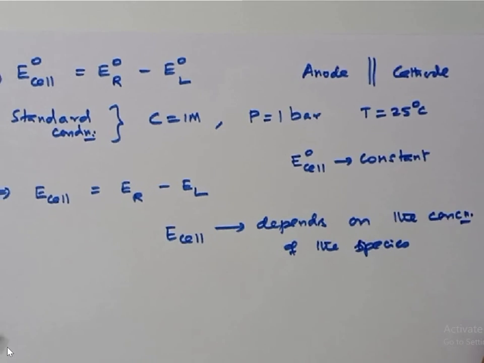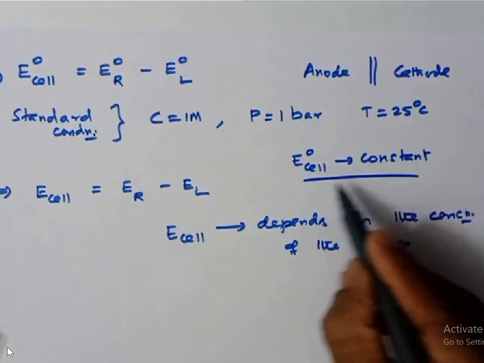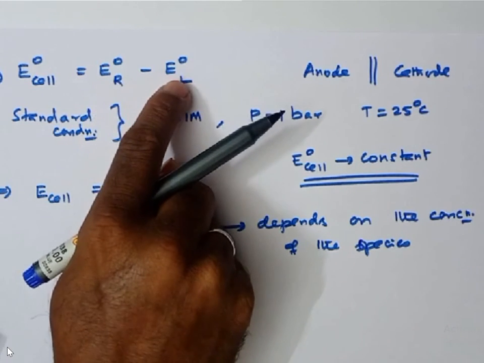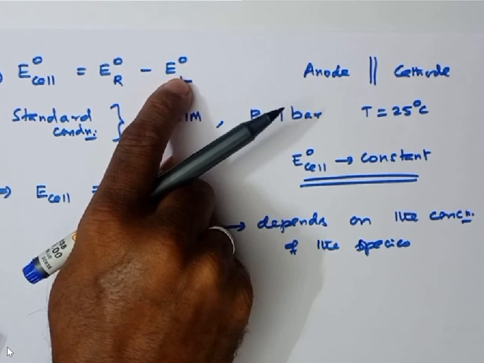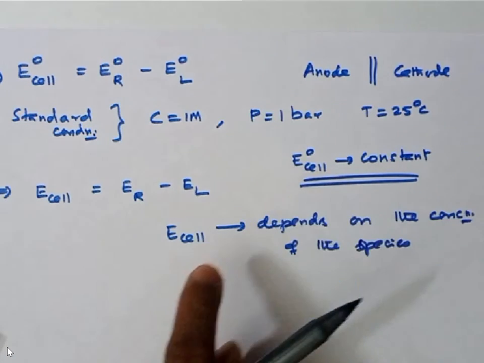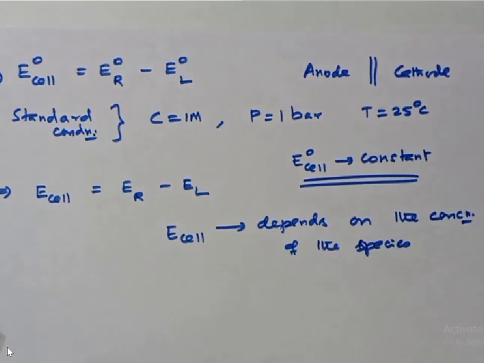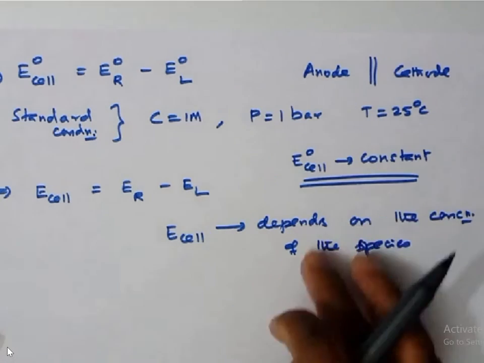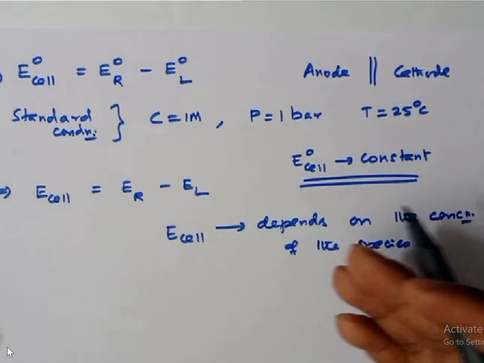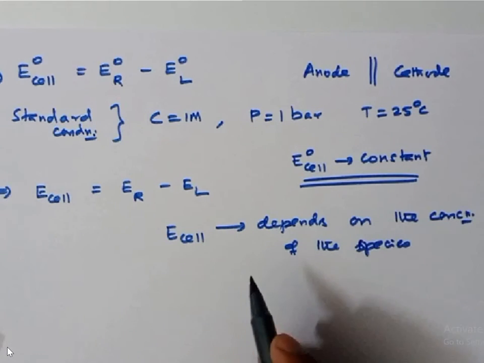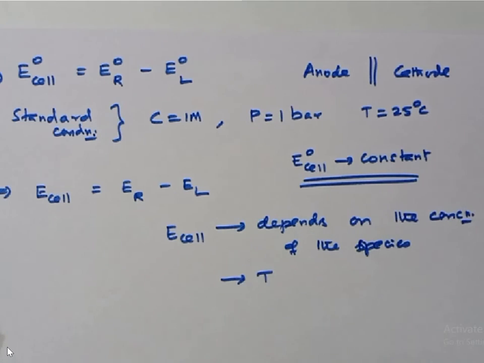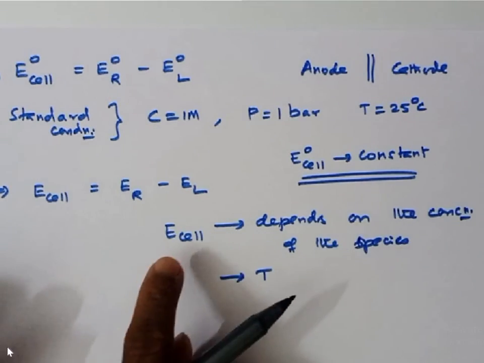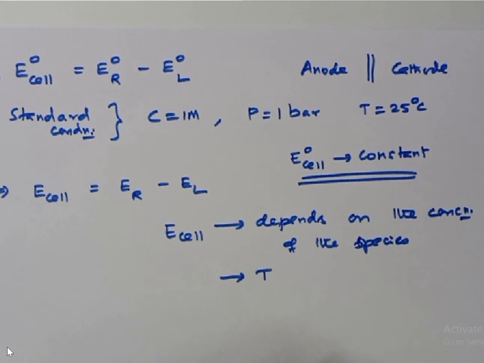So this you can calculate directly. If the standard reduction potential of the cathode and the standard reduction potential of the anode are given, you can calculate this directly. But to calculate the cell potential, you require the concentrations of the species. And you must know the temperature, because it also depends on temperature. So what we are going to discuss in this class is how to calculate cell potential.